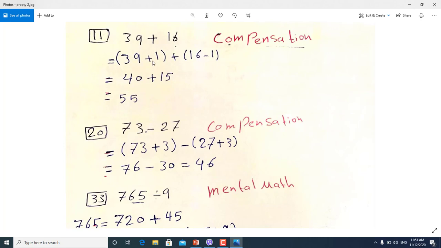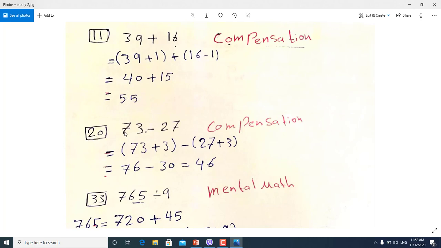So 39, when you add 1, on the other side or another number we must subtract the same number. So this side or this number will add 1, and this number we will subtract by 1. Why? Because the sign is plus. Okay, 39 plus 1 it's 40, and we have 16 minus 1 it's 15, and we have add. So 40 plus 15, 5 plus 0 it's 5, 1 plus 4 it is 5, so 55.